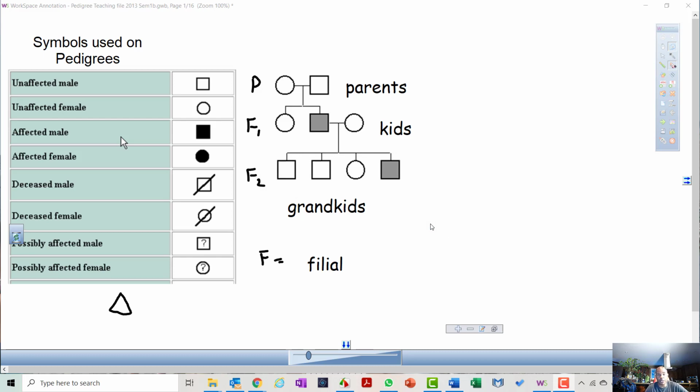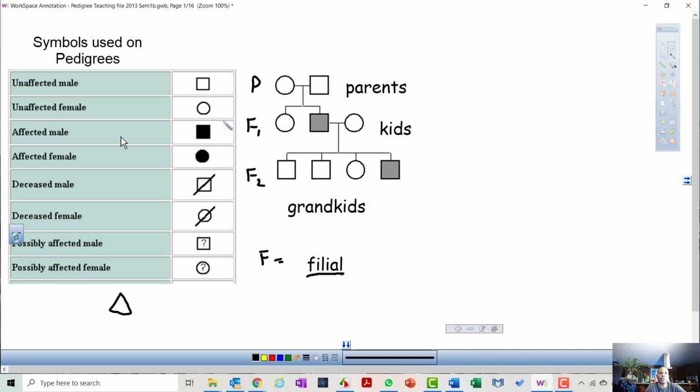So we're doing pedigrees. A pedigree is a tool that we can use to show the relatedness, the inheritance from one generation to the next. On the screen, you'll currently see that I have listed parents, kids, and grandkids, but that's English. We use different, more specific terminology in science. The parents are denoted by the letter P, the kids are denoted by F. F stands for filial generation. F1 is the first filial generation, F2 is the second filial generation.